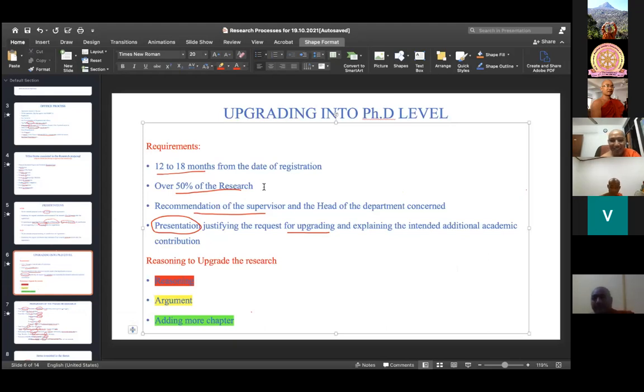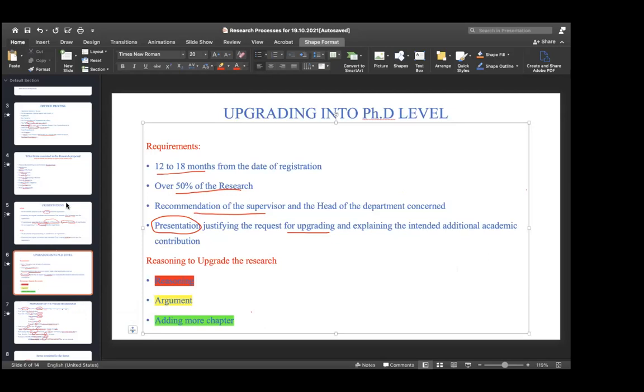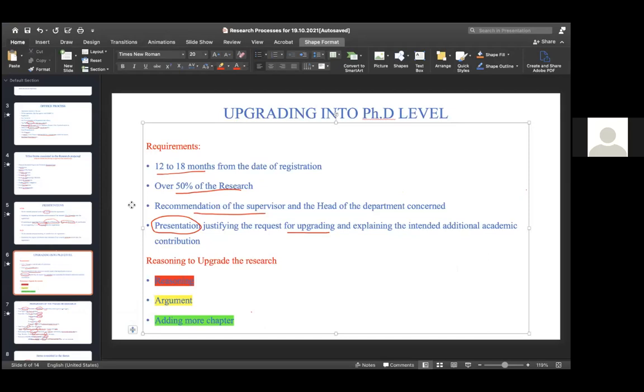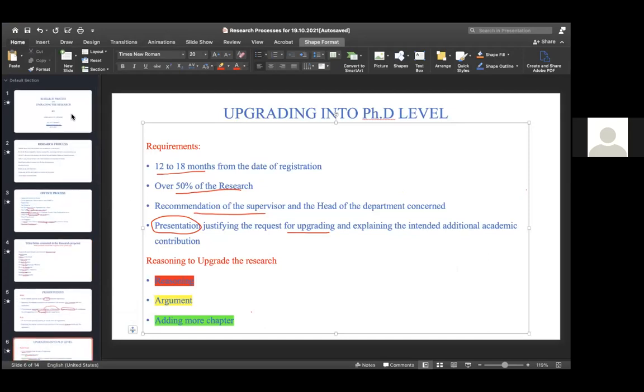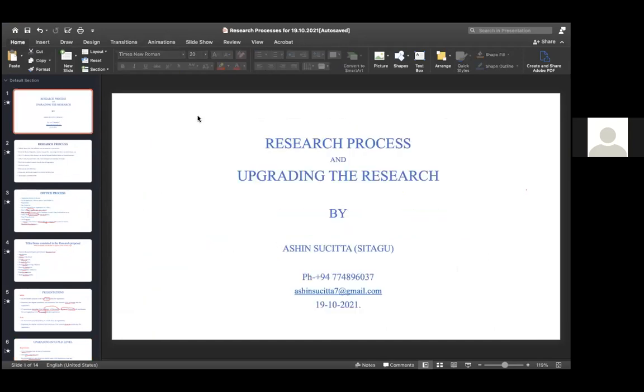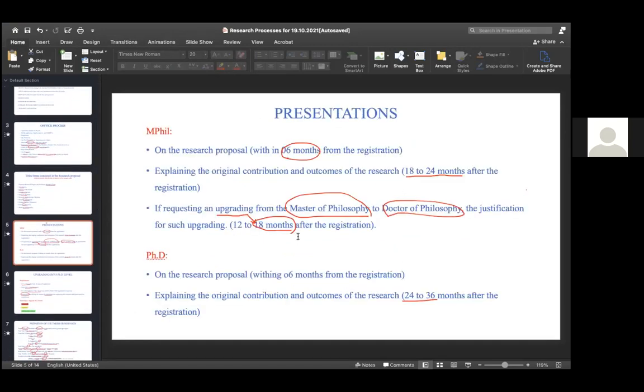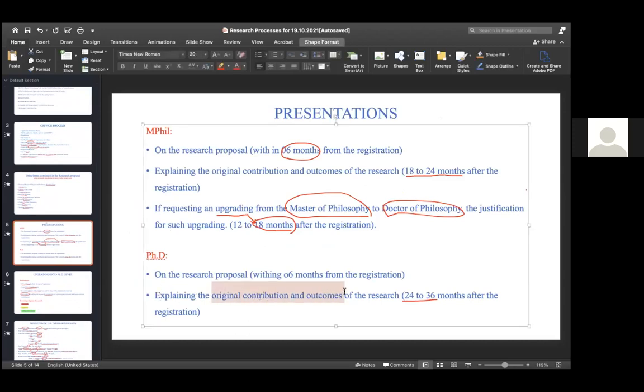May I ask a second question? Okay, carry on. I'm quite confused about slide number 5, I think. Next one. Yeah, this one. PhD, and the second line: explanation of the origin, contribution and outcomes of the research. So what do you mean by this line?